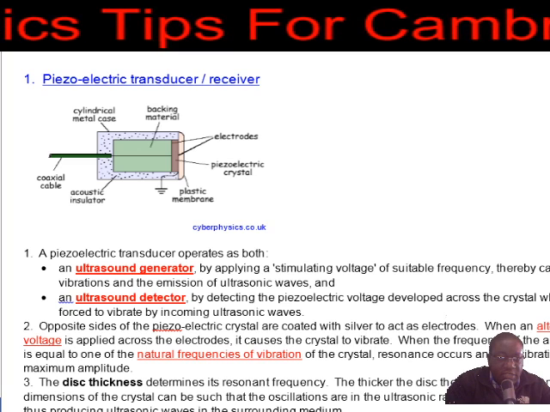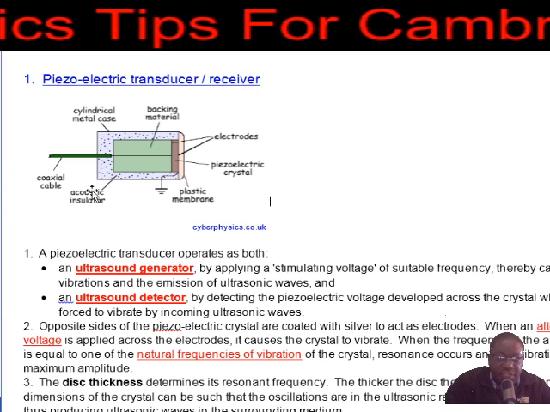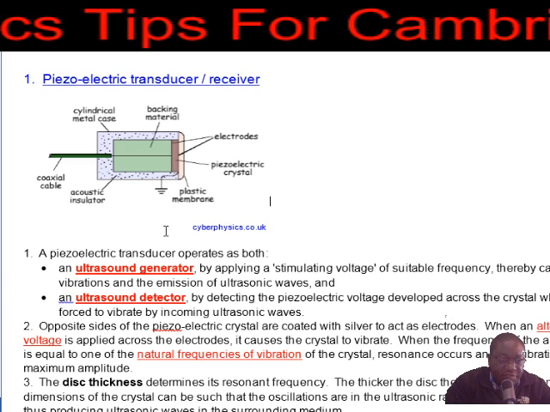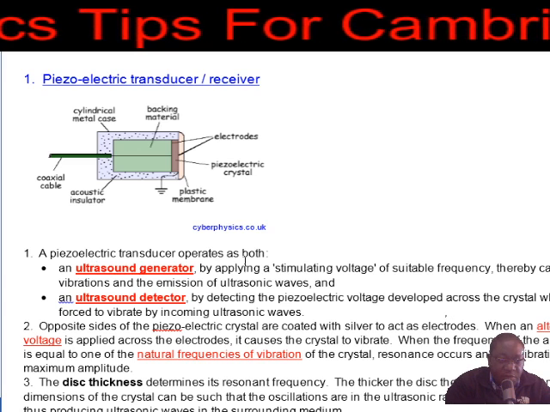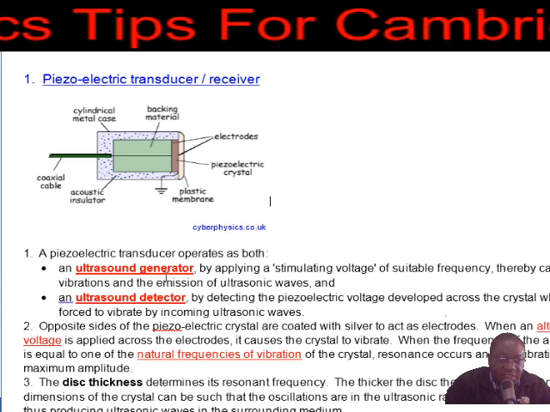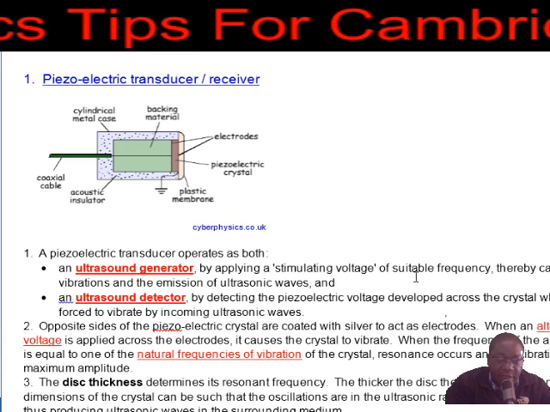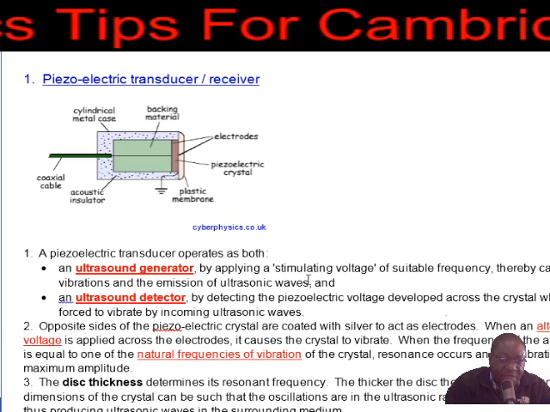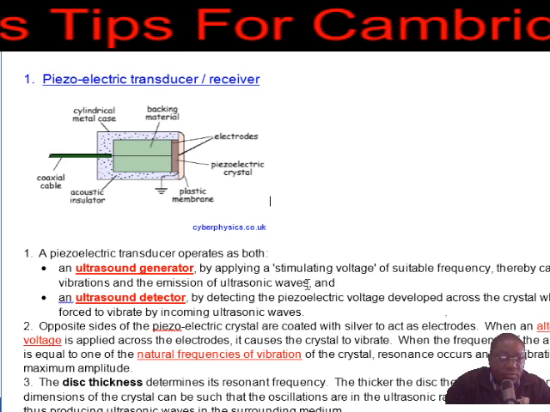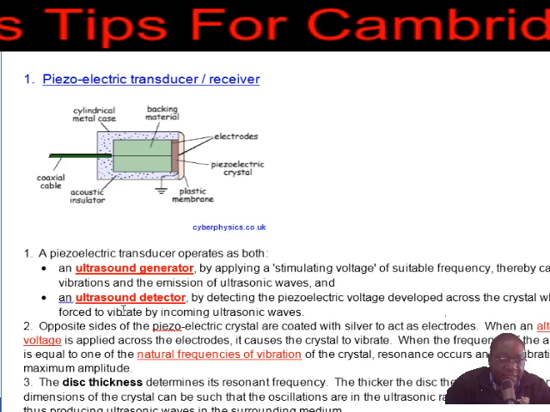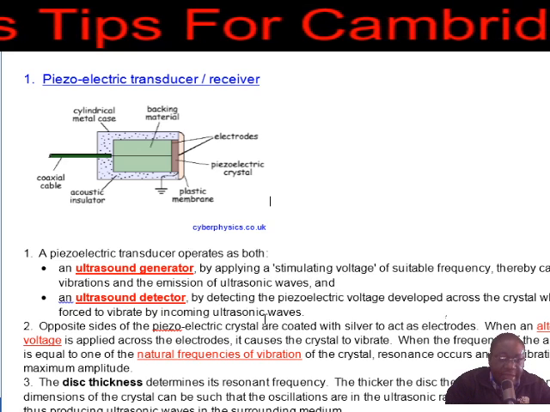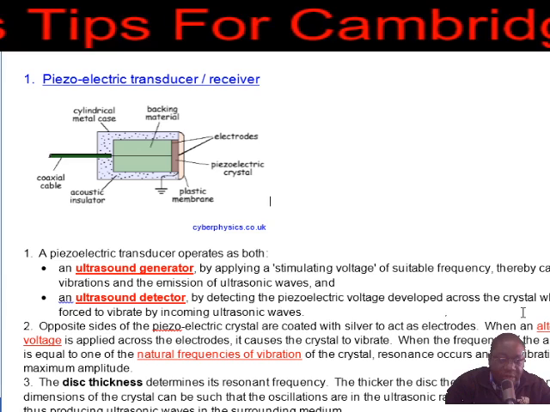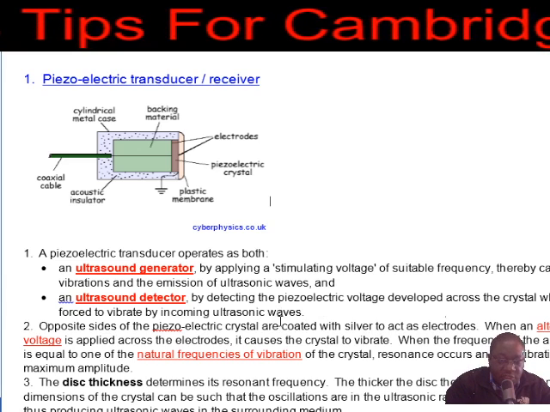Now, the diagram shown here is that of the piezoelectric transducer. It can also be used as a receiver. A piezoelectric transducer operates as both an ultrasound generator by applying a stimulating voltage of suitable frequency, thereby causing a crystal vibration and the emission of ultrasonic waves. It can also function as an ultrasound detector by detecting the piezoelectric voltage developed across the crystal when it is forced to vibrate by incoming ultrasonic waves.